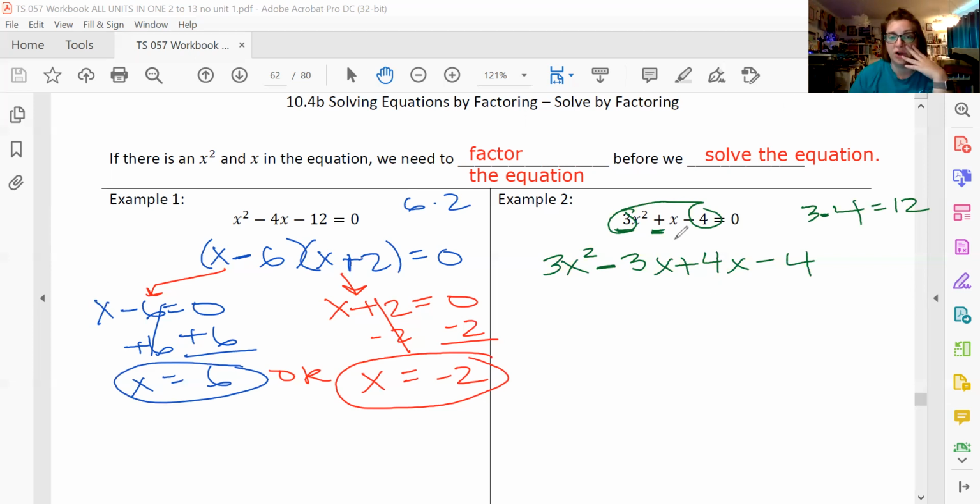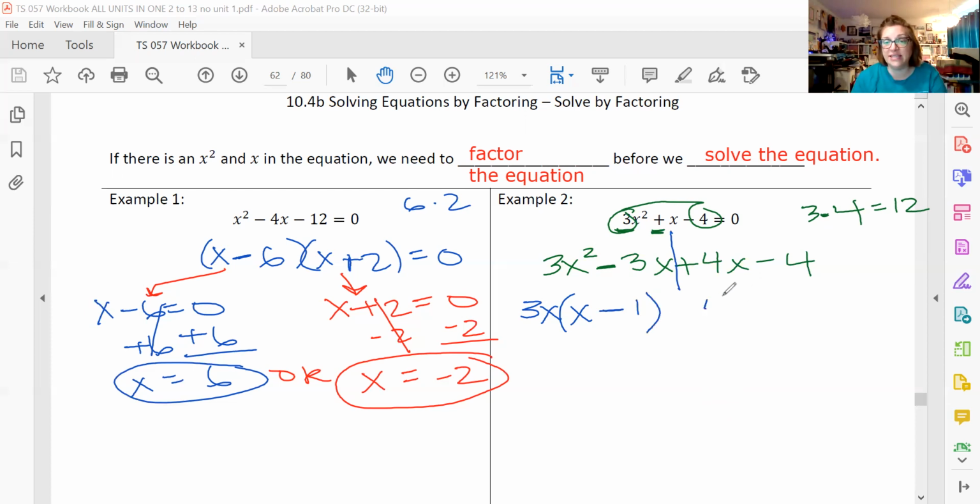And so then here we go. Now I have my expanded equation written out. I'm going to divide these and factor each chunk. Over here I have 3x squared minus 3x. I'm going to take 3x out of both of those. 3x squared divided by 3x leaves me with x. 3x divided by 3x is 1.